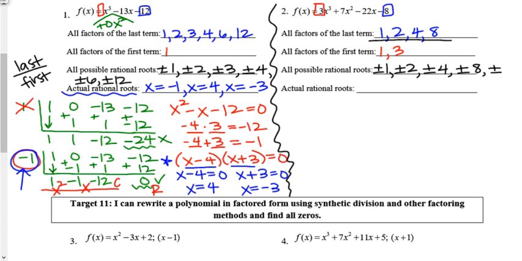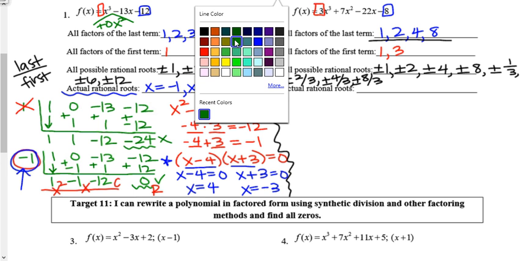So I have plus or minus 1/3, plus or minus 2/3, plus or minus 4/3, and plus or minus 8/3. And none of those simplify to repeat any of the ones that I had already written, so I'm just going to write all those. All right, let's try synthetic division now with any one of those.